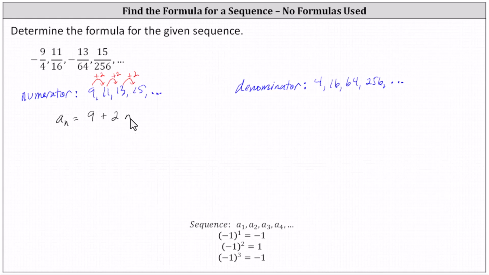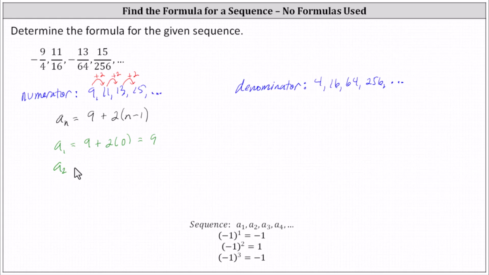But we saw in the previous lesson this doesn't quite work, because for a sub 1 we know a sub 1 must equal 9, and the current formula would be 9 plus 2 times 1, meaning we start with 9 and add 2 once, which we don't want to do. Starting with 9, we want to add 2 zero times, not 1 time, and therefore we don't multiply 2 by n, we multiply 2 by n minus 1. Using this formula, for a sub 1 we'd have 9 plus 2 times the quantity 1 minus 1, which is 0, which does give us 9, the first term.